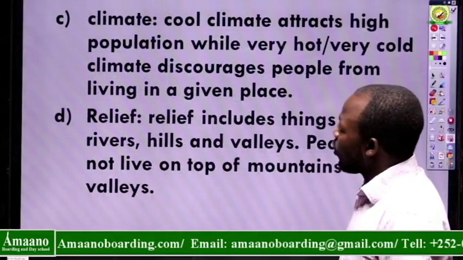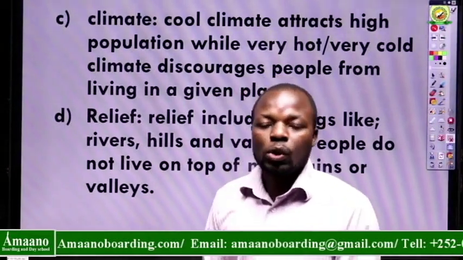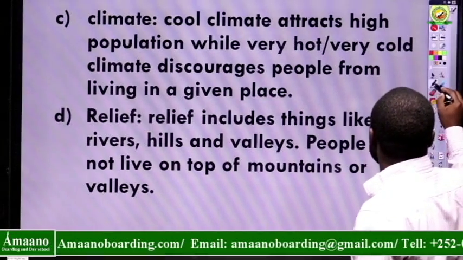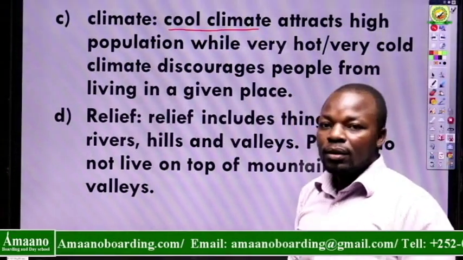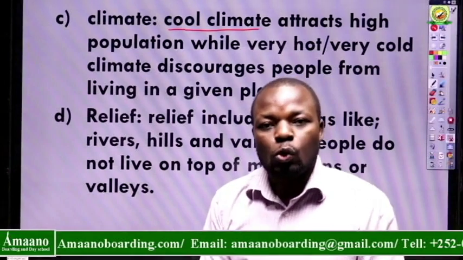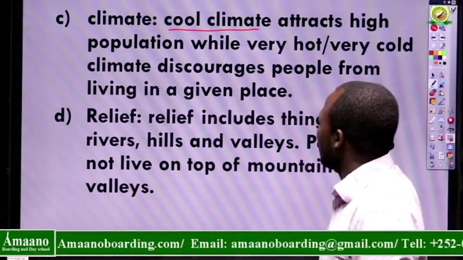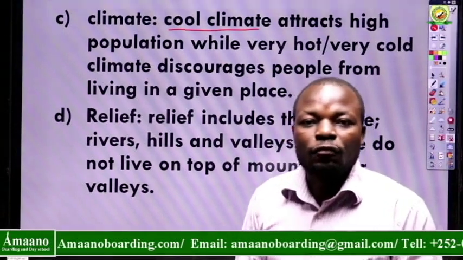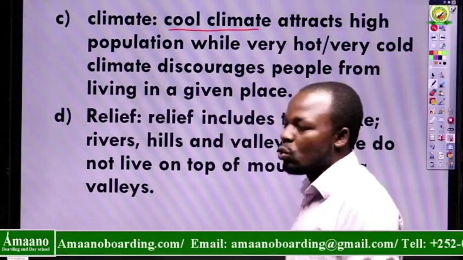Good. We also have climate. Last time we looked at climate and we said the climate can be hot or cold or cool, or warm. So this means that cool climate attracts high population. Now, cool climate means that it's not hot, and therefore people will like to live in places that are very cool, places which are not hot. Therefore, cool climate will attract high population, while very hot or very cold climate will discourage people from living there. People do not like living in very hot areas or very cold areas, so they may shift, they may move and go to live in places which are cool.